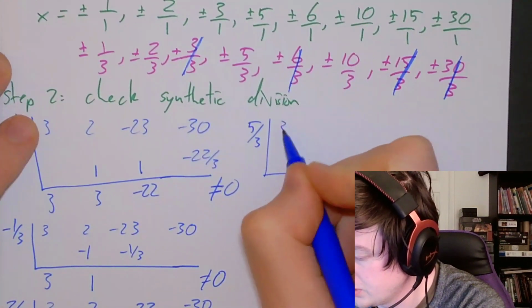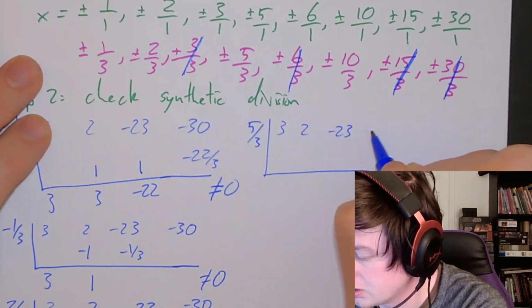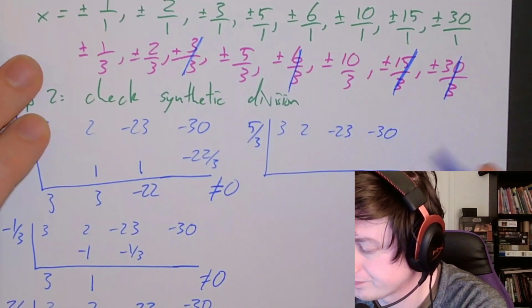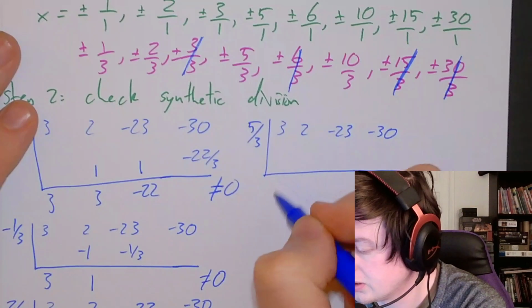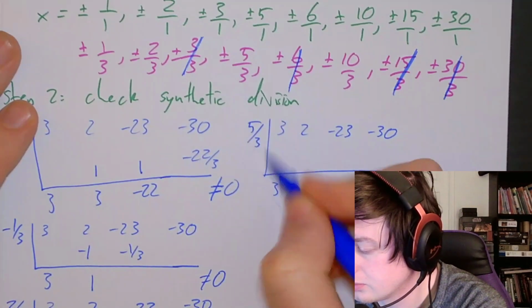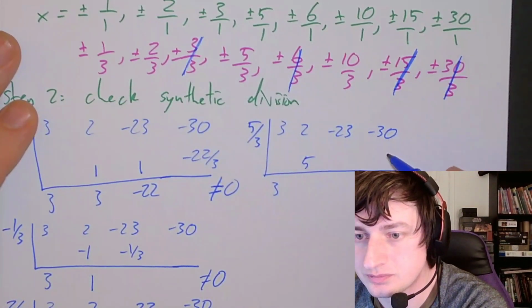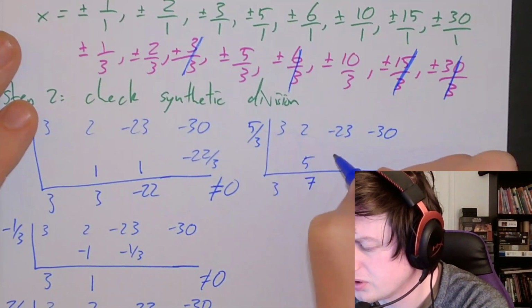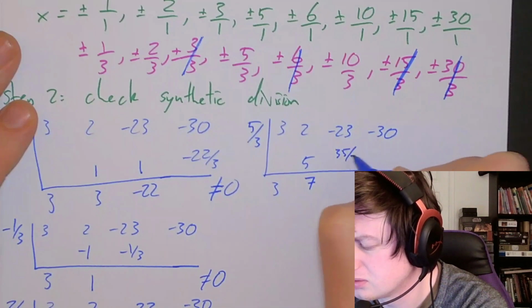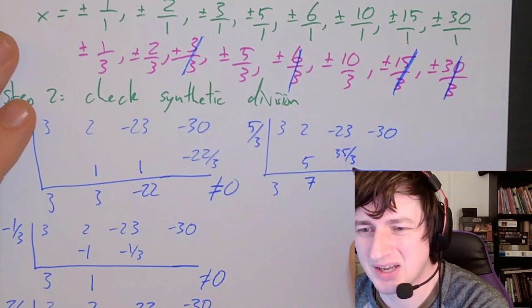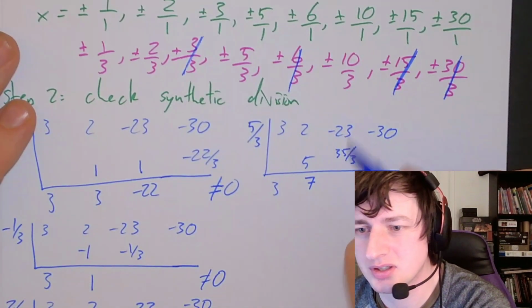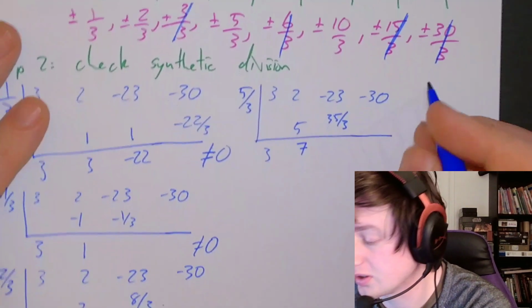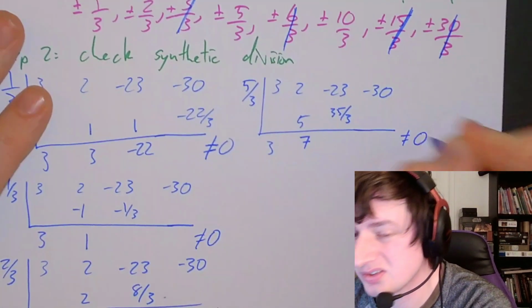-2/3. All right, so 5/3. 5/3, we got 3, 2, -23, and -30. So we add down, multiply, we get 5. Add, we get 7. 35/3. This doesn't divide evenly, and when we add it, it's not going to divide evenly, and then when we multiply it, it's not going to divide evenly. This isn't going to equal 0.